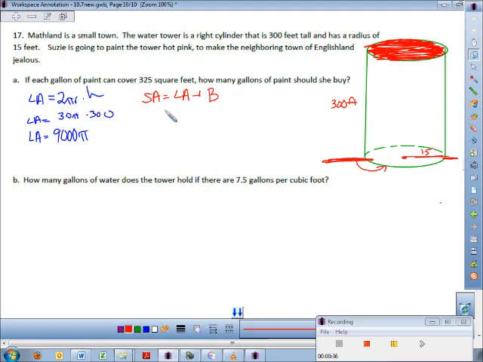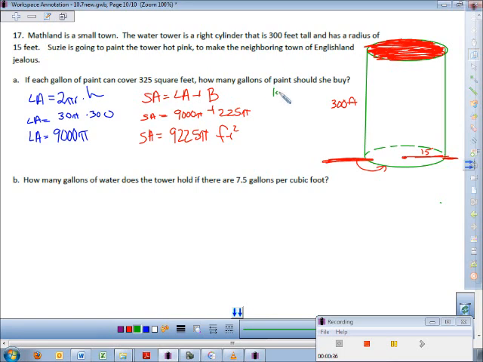Even though the formula for surface area of a cylinder is 2 times both base areas, we just want one base area. One base. So the lateral area was 9,000 pi, and one base area is 225 pi. Then add those together and get 9,225 pi square feet.